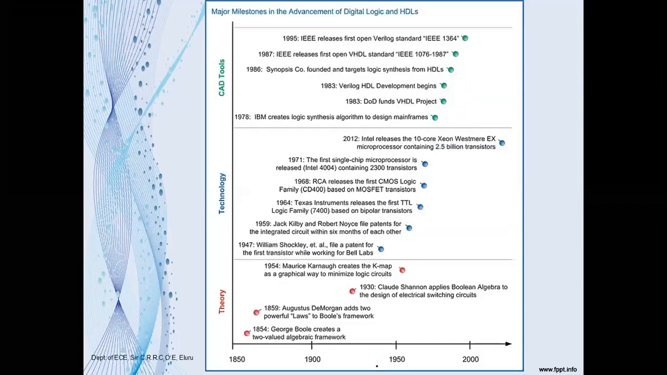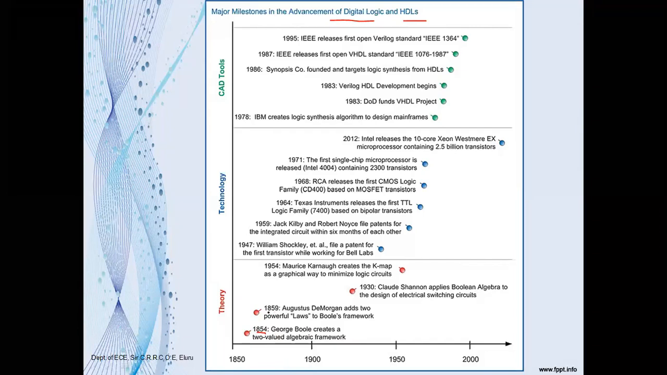And then we will move to the milestones in digital logic and in hardware description languages. This single picture shows how the technology evolved and how the CAD tools evolved. In this diagram, you can see how the theory evolved. In the year 1854, George Boole created a two-valued algebraic framework. The Boolean postulates, the logic postulates, were introduced by George Boole.